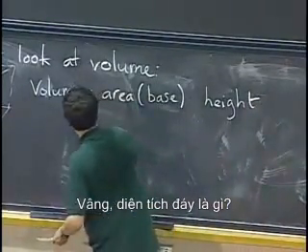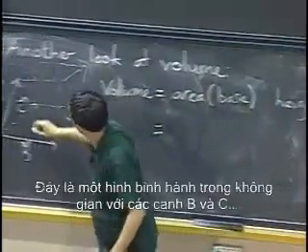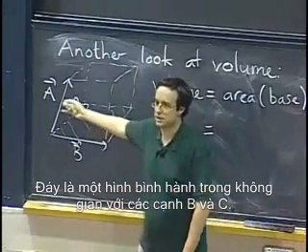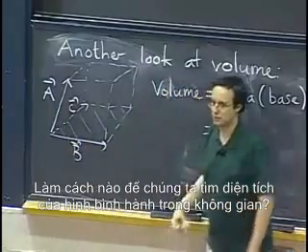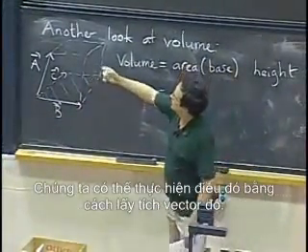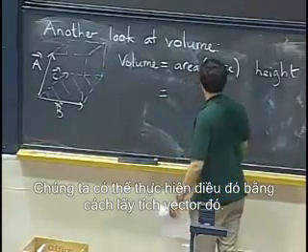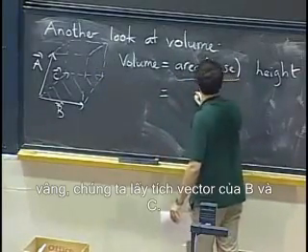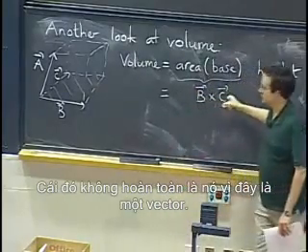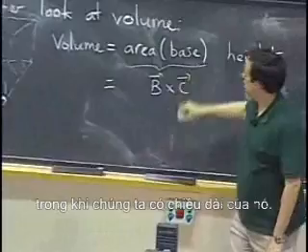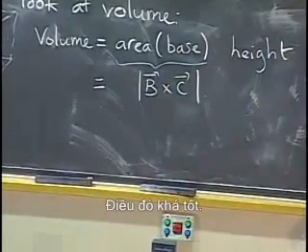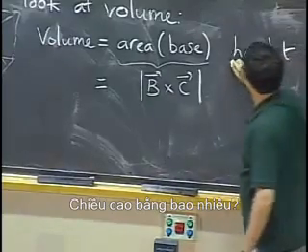Well, what's the area of a base? So the base is a parallelogram in space with sides B and C. How do we find the area of a parallelogram in space? Well, we just discovered that. We can do it by taking the cross product. So the area of a base, well, we take the cross product of B and C. That's not quite it, because this is a vector. We would like a number. Well, we take its length. Okay? That's pretty good.